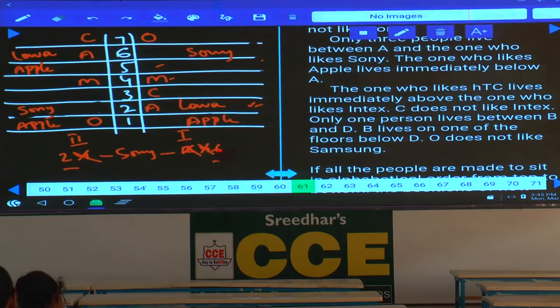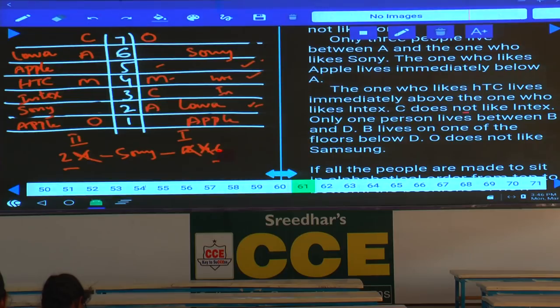And the one who likes HTC lives immediately above the one who likes Intex. HTC is immediately above Intex. Now in the second case, we have only one possibility. In this case, HTC on the fifth floor, Intex will be on the fourth floor. Or HTC is here, Intex will be on the third floor. There are two possibilities, 5 and 4 or 4 and 3.